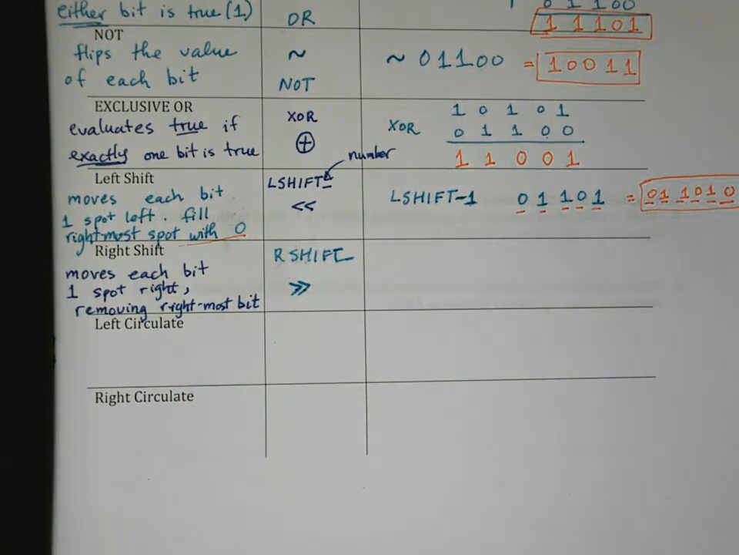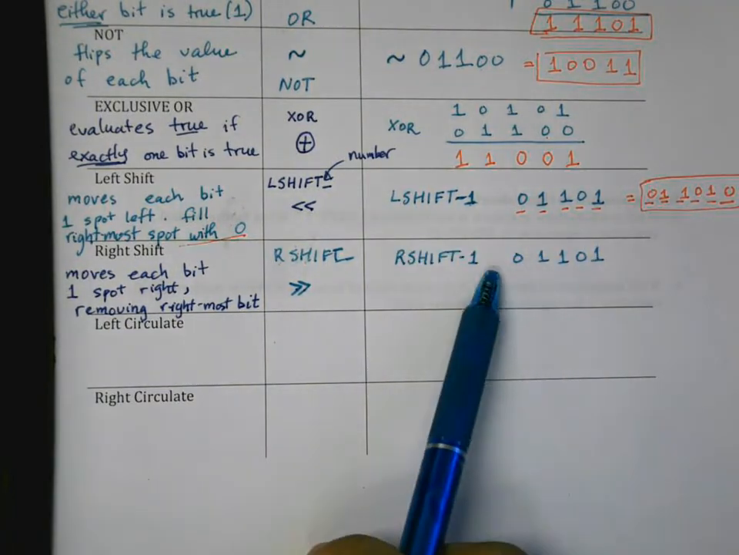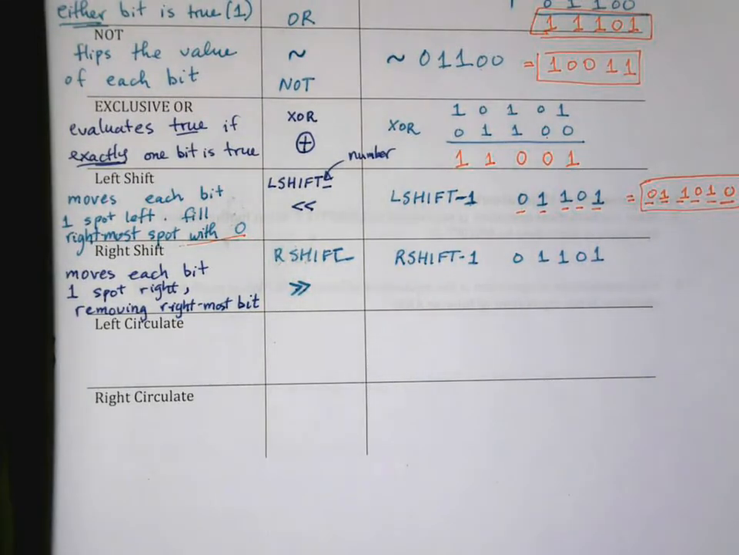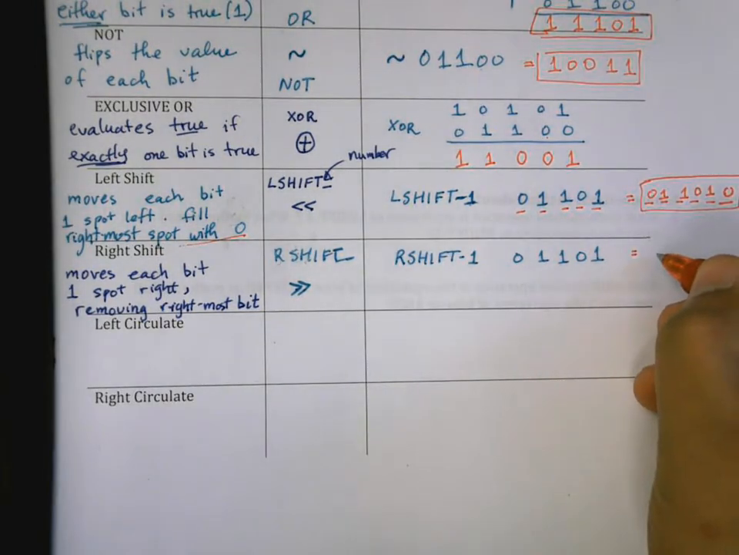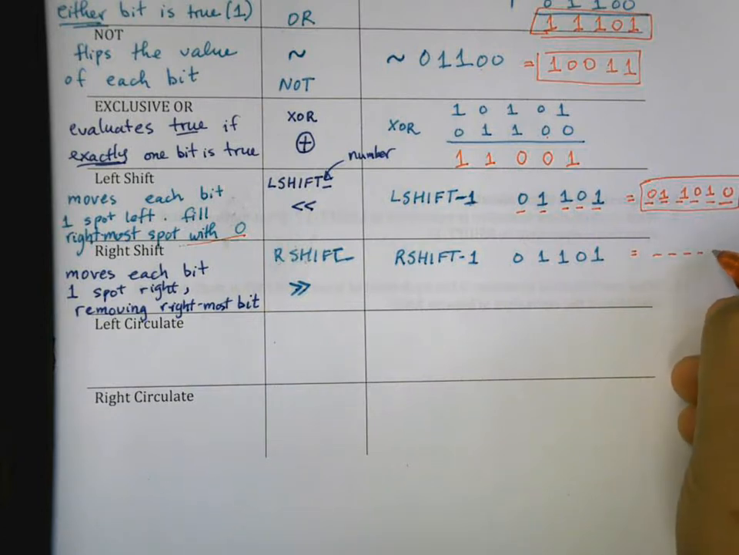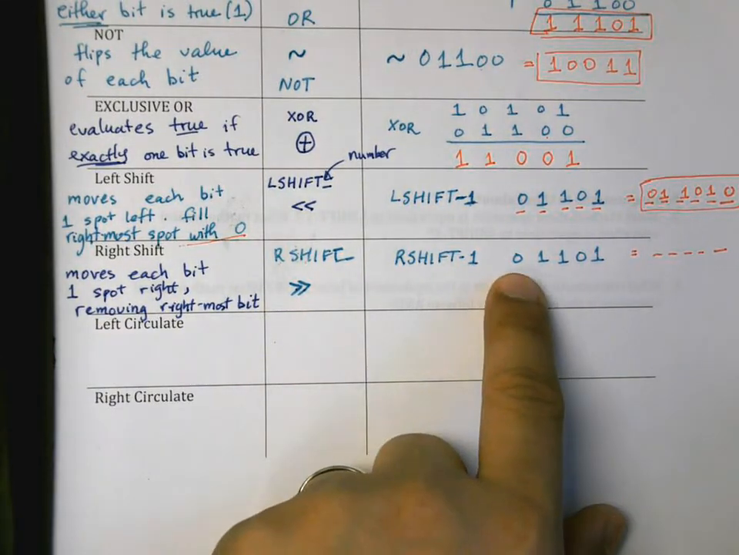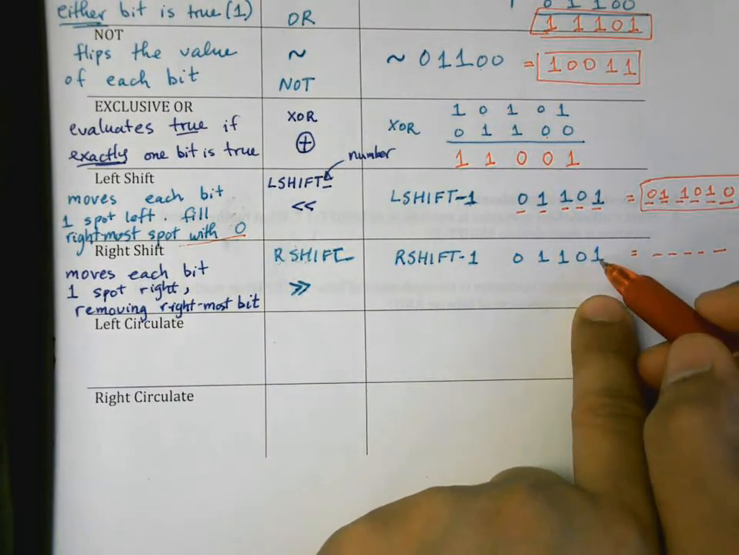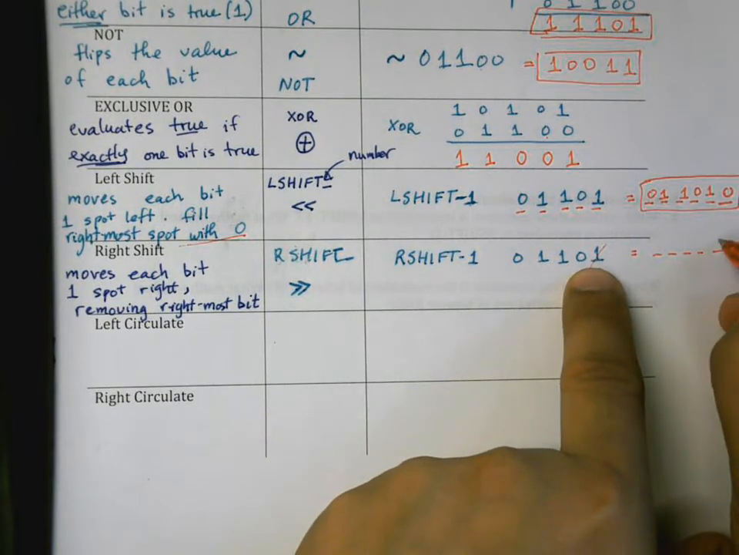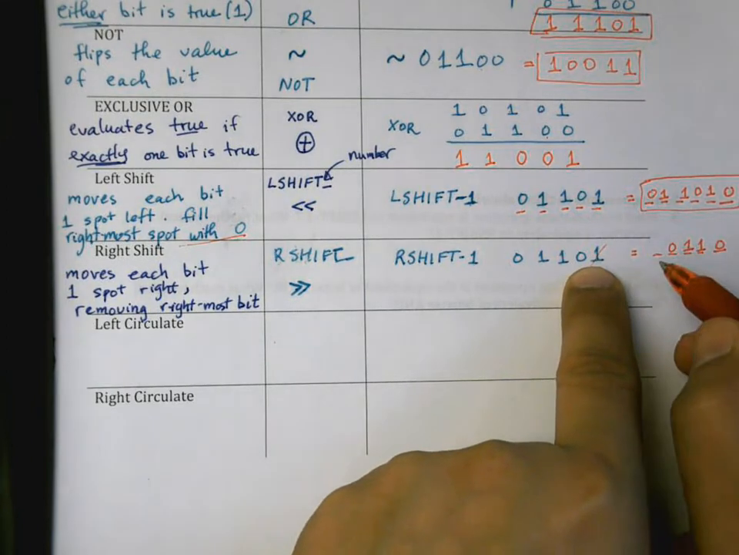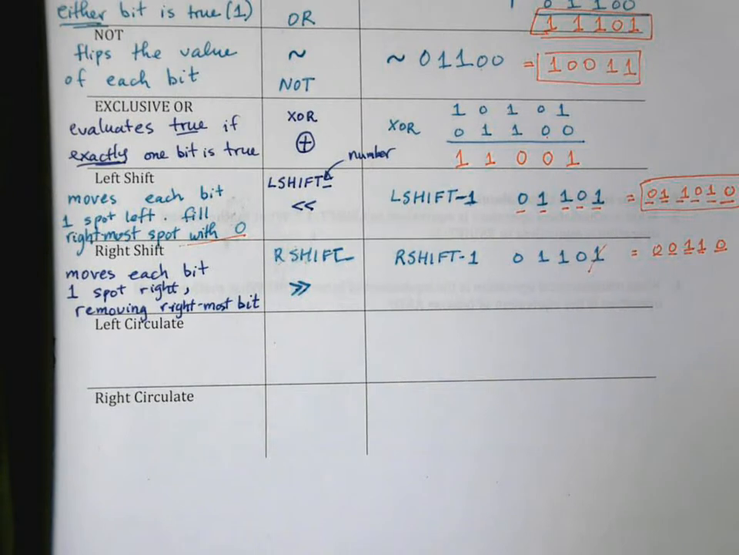Again, maybe we should take another example. Let's say I take the same string that I had before, and I want to shift it one spot to the right. If you imagine that you had these blank spots here, 1, 2, 3, 4, 5, and you're taking each of these and pushing it once to the right, removing the rightmost bit, you basically get rid of this bit, and the bits you have left are 0, 1, 1, 0, and this empty spot here you fill in with another 0.